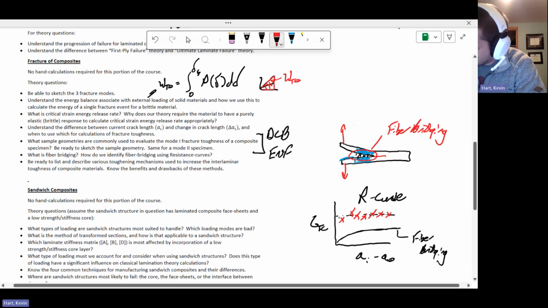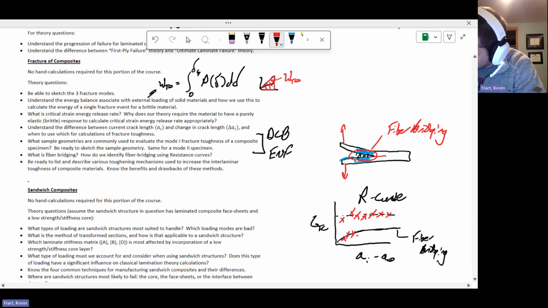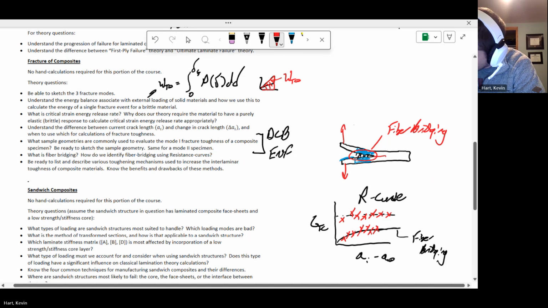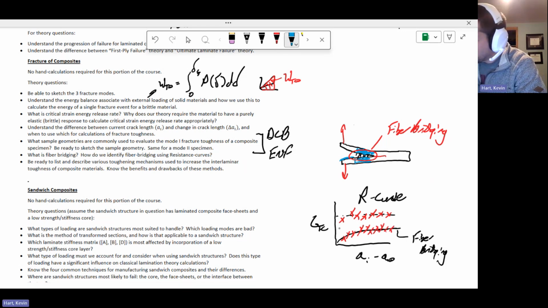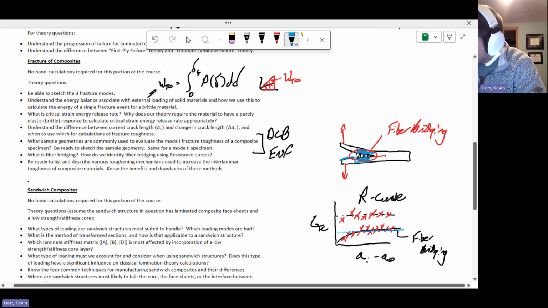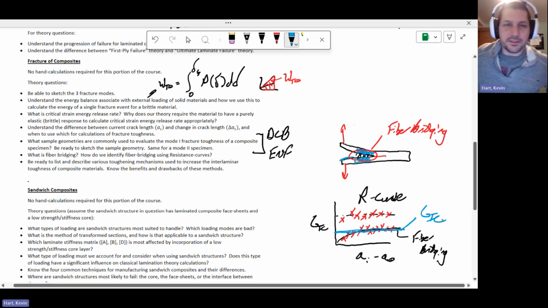Okay. And so you might see data points that look a bit more like this. And in this case, if you do want the G1C value, you want to take the value associated with the plateau. So this is the true G1C value.